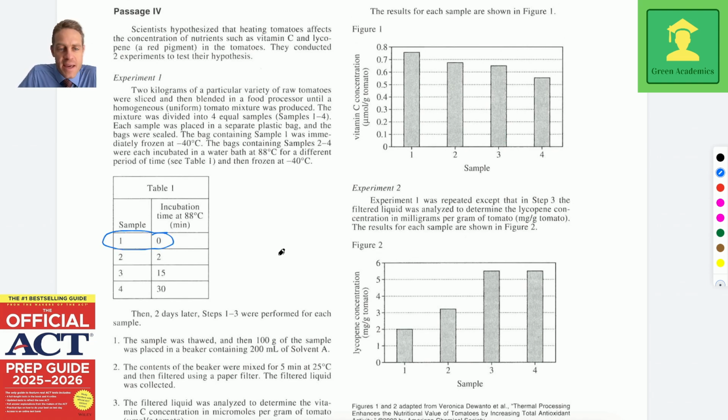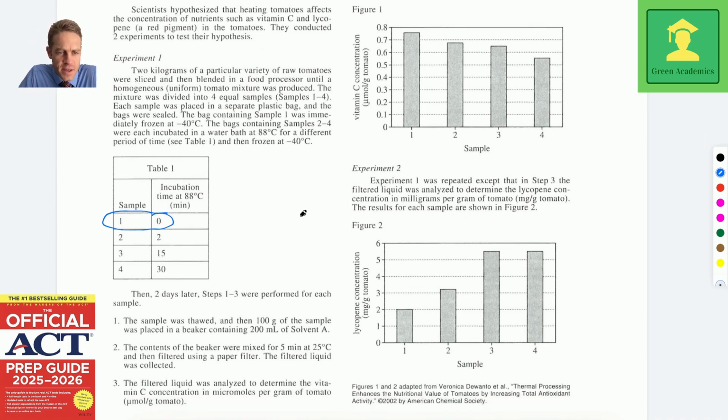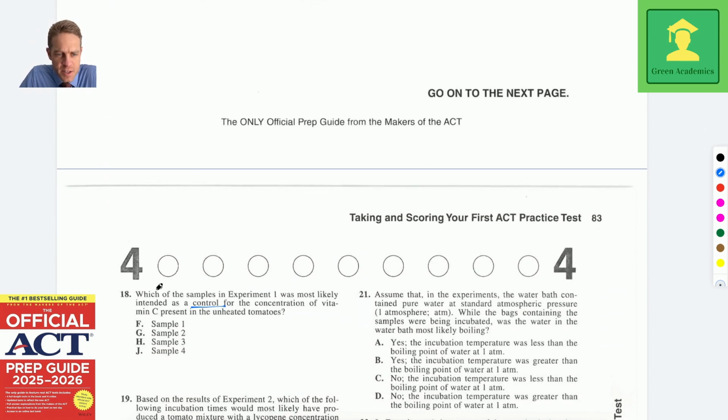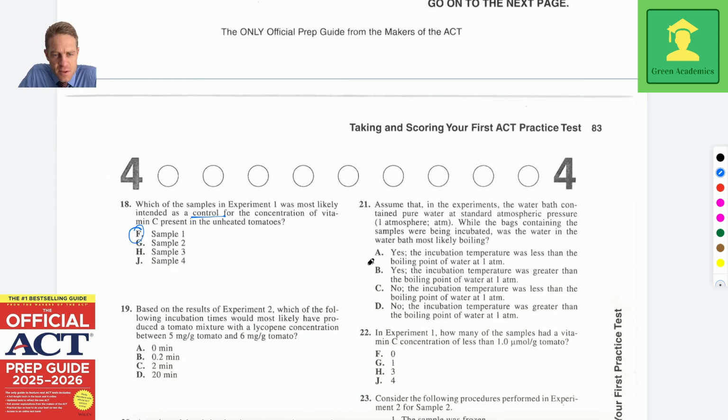So, I see. So incubation time at 88 degrees C. So that's if you don't incubate it at all. So if the thing is just sitting there before you do anything to heat it up or whatever, it must be just sample 1.